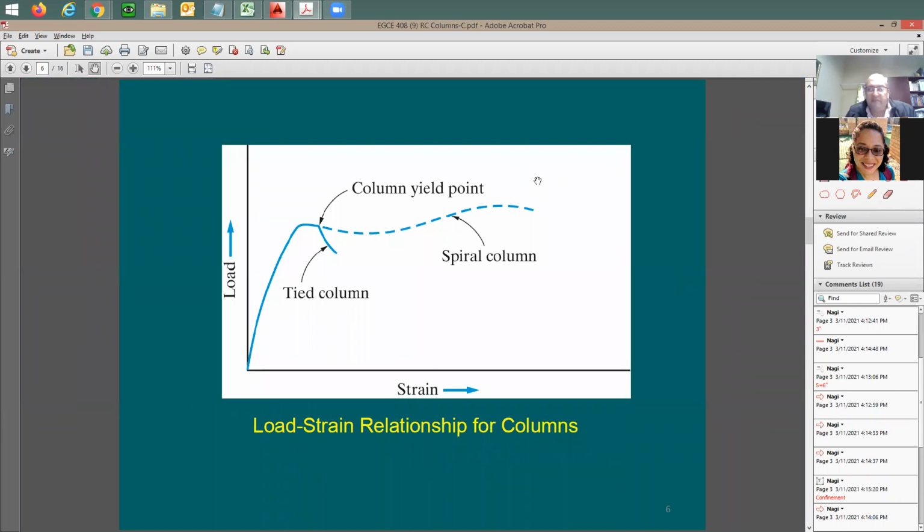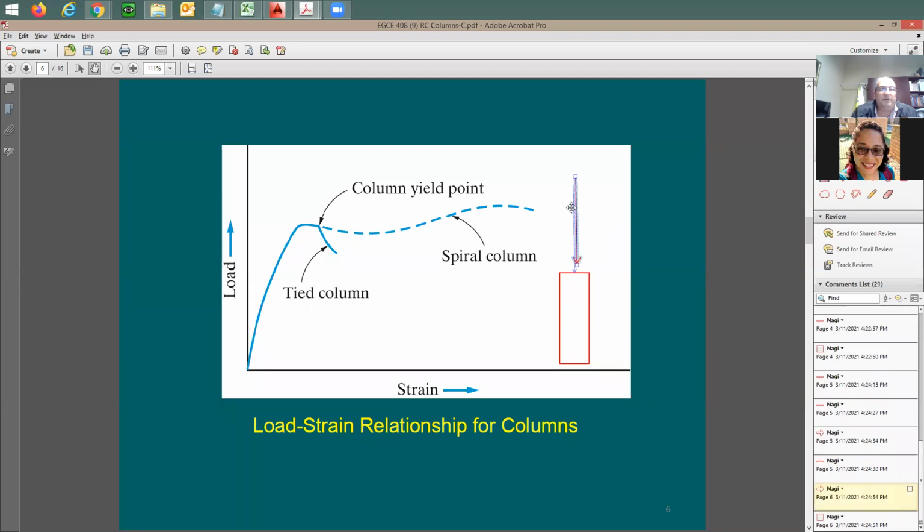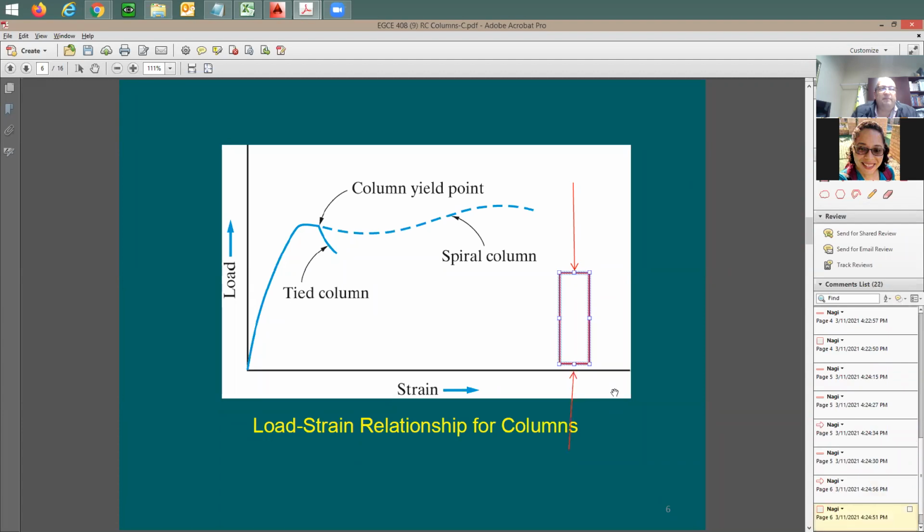Now think about the difference in performance between a tied column and a spiral column. You bring the column, then start to apply vertical load on the column. Let's give you the vertical load, right? And then you measure the vertical strain. So this gives you vertical load and vertical strain, the strain in the direction of the load. You start to apply some load and you're going to see some strains. And then at a certain point you're going to reach here. It's very close to the yield point of the column, which is right about here.